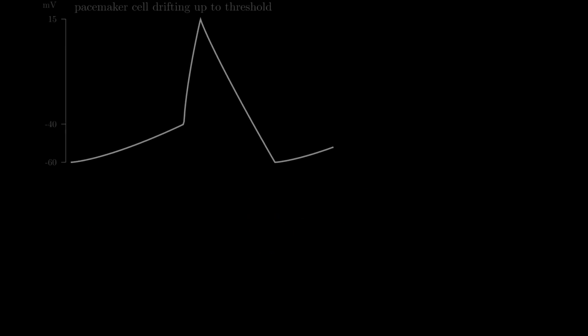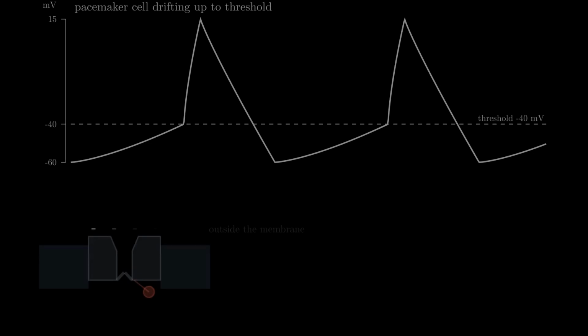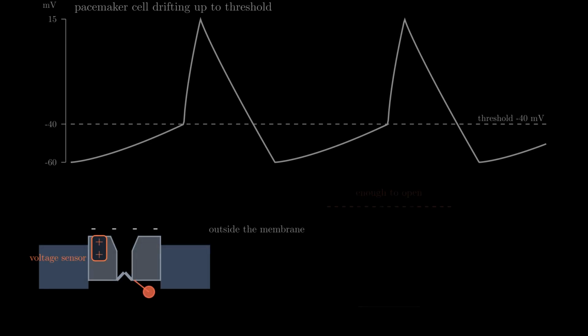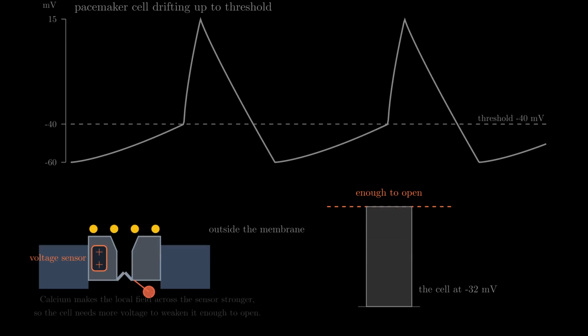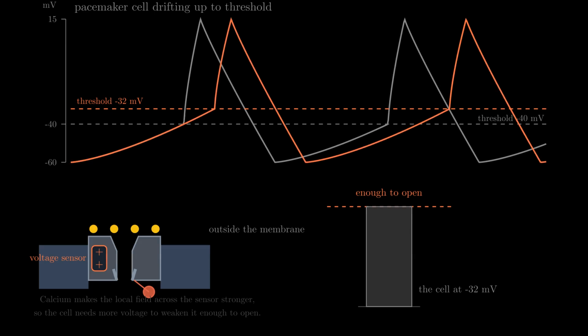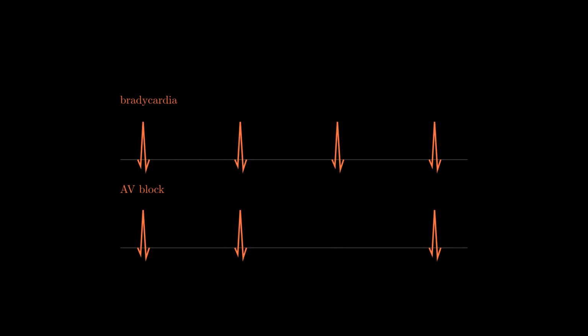Calcium also affects the electrical activity of pacemaker and conduction cells. Outside the membrane, calcium screens the fixed negative charges near the L-type calcium channels. This shifts their activation threshold to more positive voltages, making them harder to activate. In severe cases, this can slow down the nodal activity and conduction, leading to bradycardia and AV blocks.